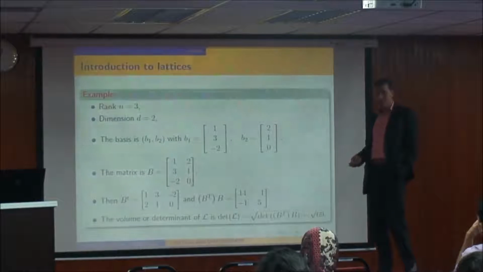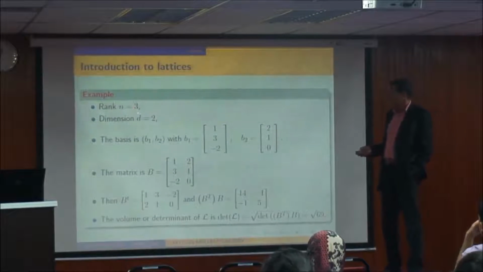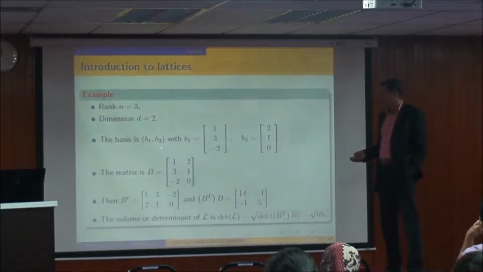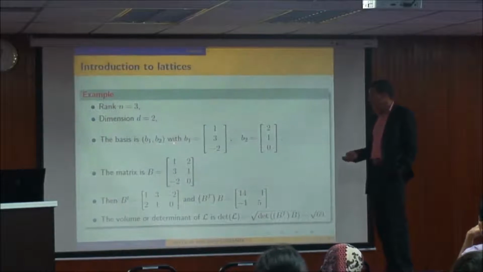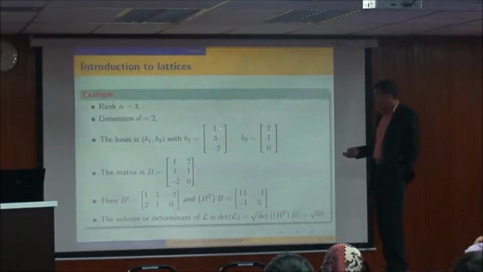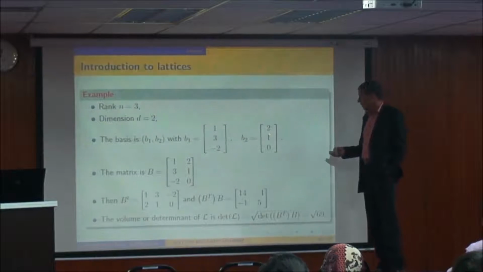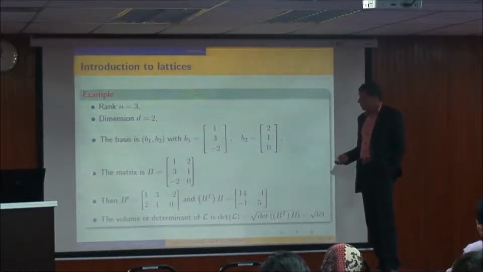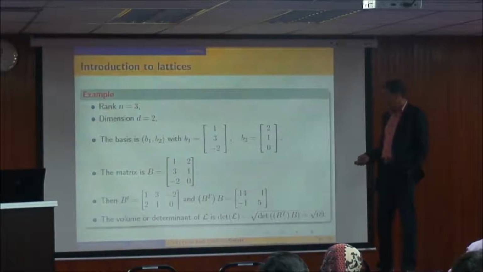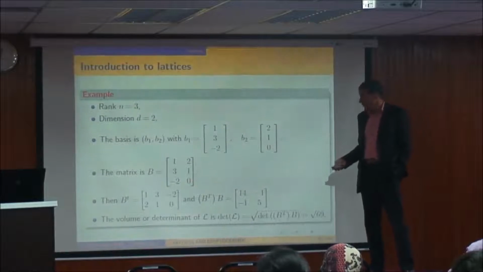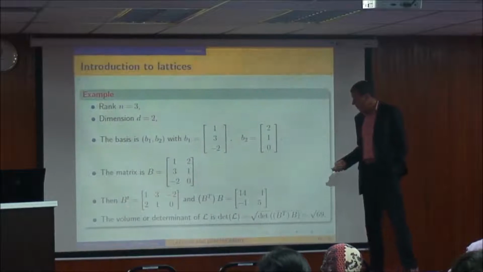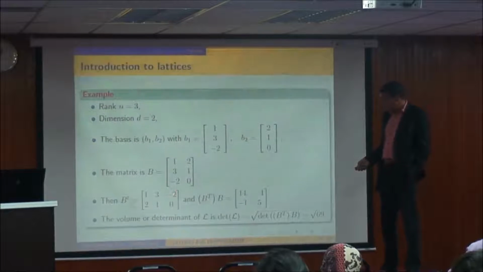Here is an example. If we take n equals 3 and the dimension is 2, then there is a basis for a lattice with B1, B1 is like this, B2 like this, and we can find that the matrix of the lattice is this matrix: 1, 3, minus 2, 2, 1, and 0. And if you compute B^T, this will be the transpose of matrix B.